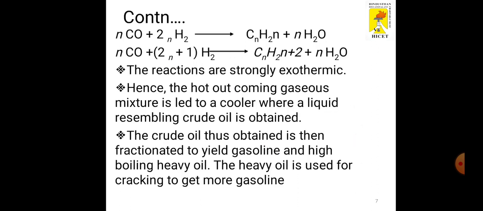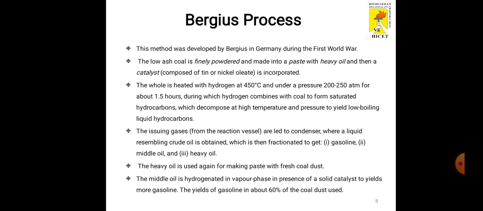The reaction happening in the Fischer Tropsch process is highly exothermic, that is heat is liberated, and the crude oil obtained from this process is fractionated to get gasoline and high boiling heavy oil. This heavy oil is used for cracking to get more gasoline. You can convert the heavy oil into gasoline again by doing a cracking process. That is a separate process.